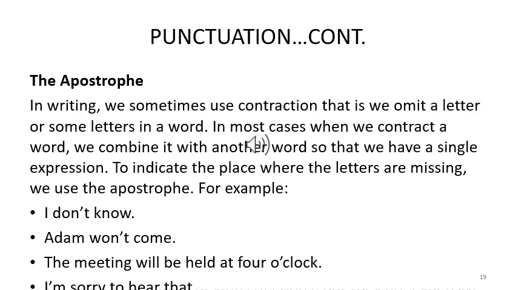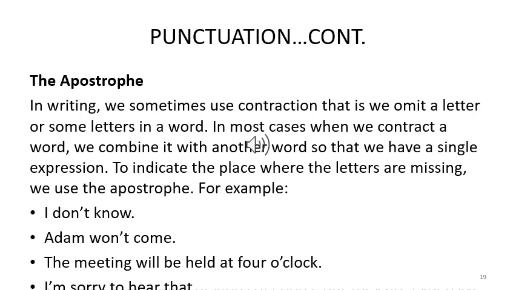For example, I don't know. Don't is a contracted form of I do not know. So instead of I do not know, you combine do and not together, but instead of writing do not, you write don't. And so where you have removed that O between the N and the T, you put an apostrophe, and so it comes out as I don't know.